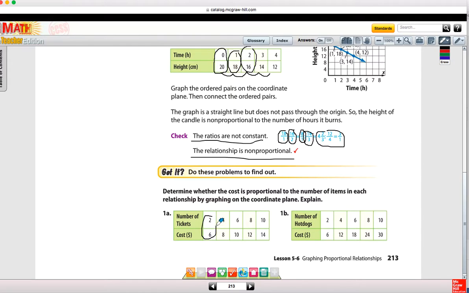2 to 6, 4 to 8, 6 to 10, 8 to 12, and 10 to 14. Is the cost proportional to the number of tickets? So we have 6 over 2, which means that's 3. And then right away we notice that $8 for 4 tickets, it jumps down to $2 a ticket. So we can continue, but we already know that it's not proportional.